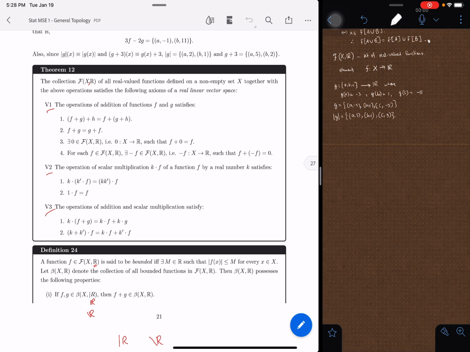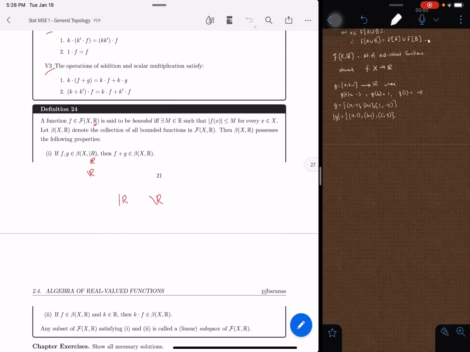And then for the operations of addition and scalar multiplication, we have the distributive property. We can distribute a scalar: if we multiply a scalar to the sum of two functions, we can distribute it. For number 2, if we have a sum of two scalars and we multiply that to a function f, we can distribute f, multiplying it to each of the two scalars.